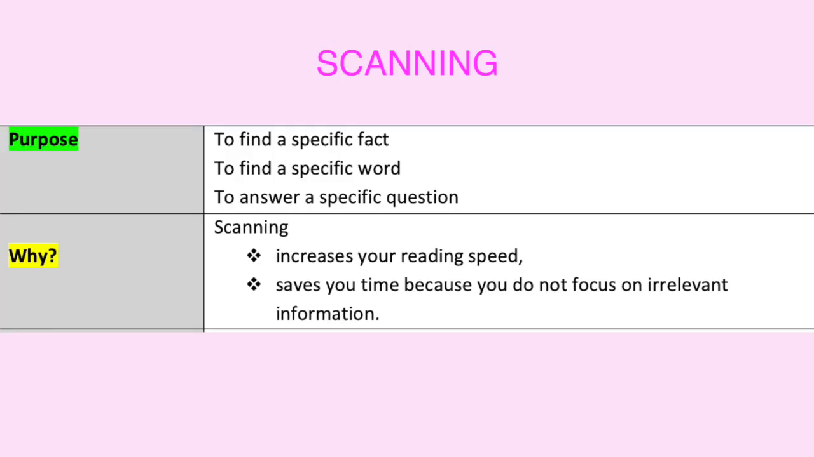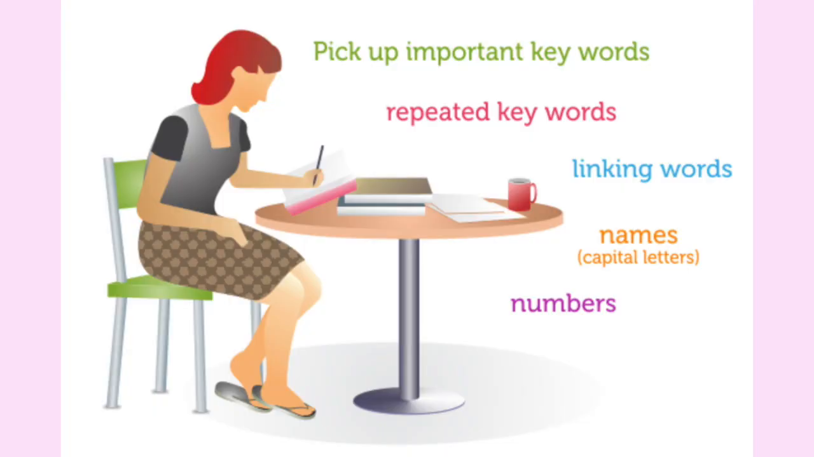Now let's look at the final strategy, which is scanning. Scanning means going over the text quickly to find specific information. Here, the purpose is to find a specific fact, a specific word, and to answer a specific question. Similar to other reading strategies, scanning increases your reading speed, saves you time because you do not focus on irrelevant information.